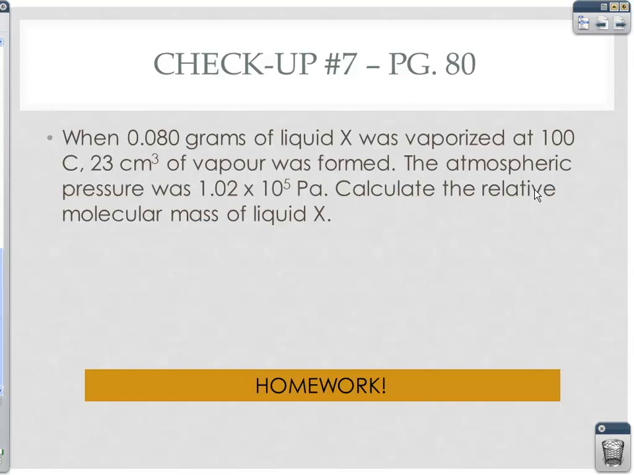All right. So this is your last homework question for 5.2, is to find the molar mass of liquid X. You have 0.08 grams of it, vaporized at 100 degrees C. Volume of the vapor is 23 centimeters cubed, and the pressure is 1.